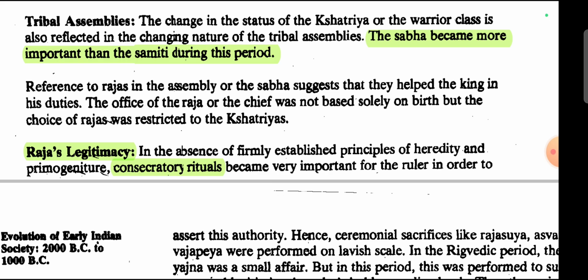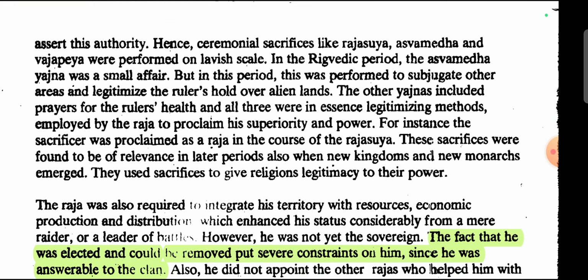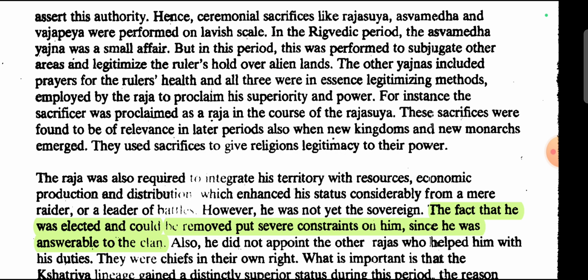The office of the Raja or the chief was not based solely on birth, but the choice of Rajas was restricted to the Kshatriyas. Raja's legitimacy. In the absence of firmly established principles of heredity and primogeniture, consecratory rituals became very important for the ruler in order to assert his authority. Hence, ceremonial sacrifices like Rajasuya, Ashwamedha, and Vajapeya were performed on a lavish scale.